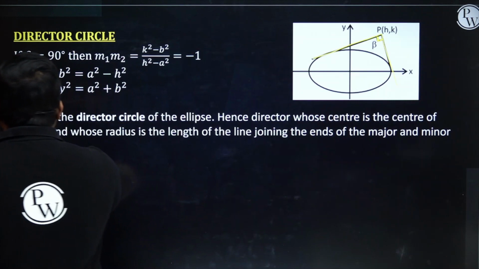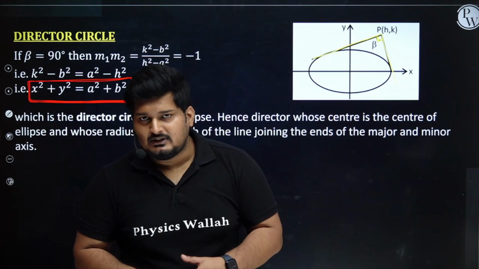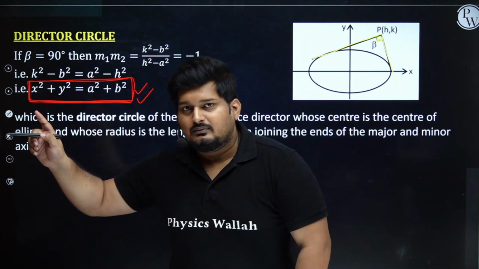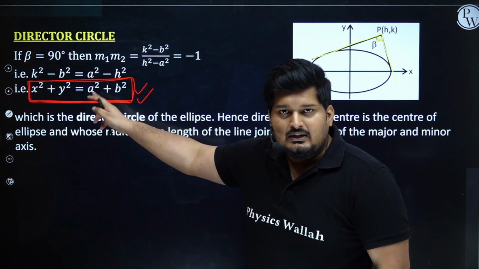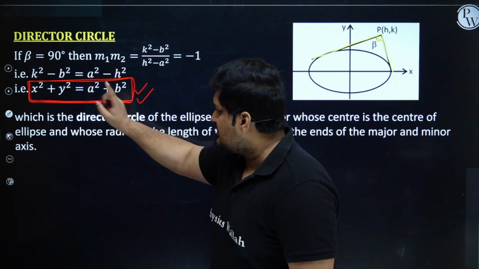x square plus y square equal to a square plus b square, right? Again, you can understand from the result that the director circle is concentric with the ellipse. What is the center of this director circle here? It is 0, 0. And what is its radius? It is the square root of semi-major axis square plus semi-minor axis square. That is the director circle definition. The director circle is concentric with the ellipse, and the radius is the square root of semi-major square plus semi-minor square.